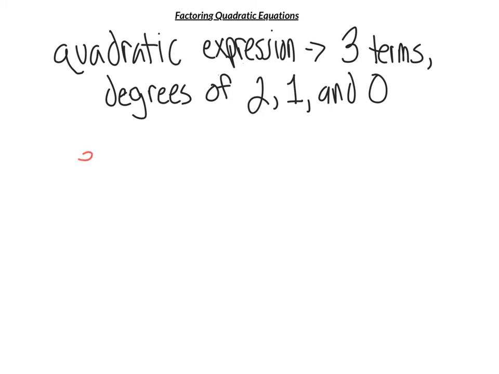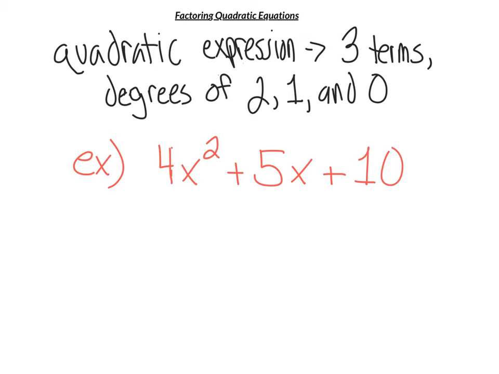An example of a quadratic expression would be, doesn't matter what your coefficient is at the beginning, I'll go with 4x squared. Notice I'm using squared, which gives it a degree of 2. Plus 5x, and there's no exponent here, which gives it a degree of 1, and then here I'll just pop in any number, 10. This would be a quadratic expression.